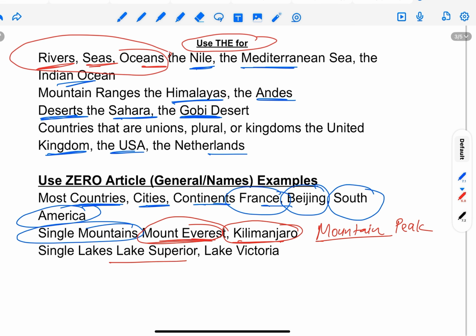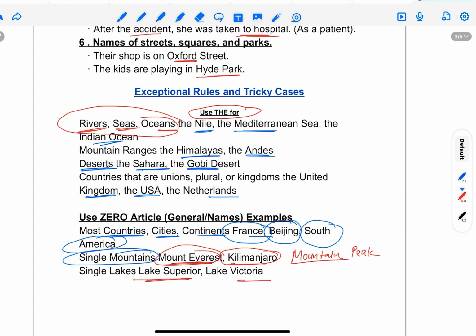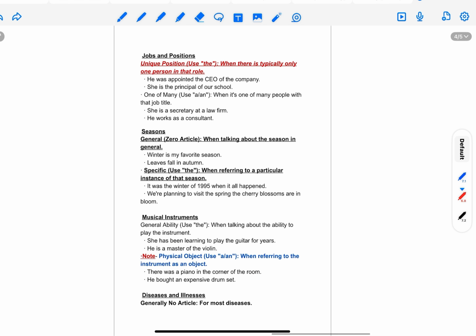Single lakes: Lake Superior, Lake Victoria. So before the name of a lake also, we don't use articles.